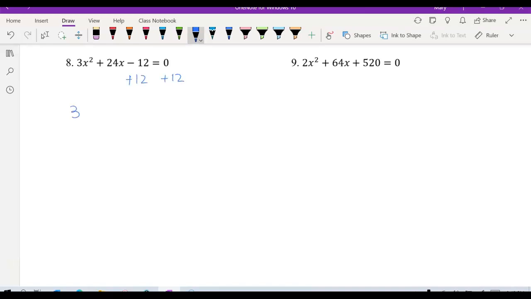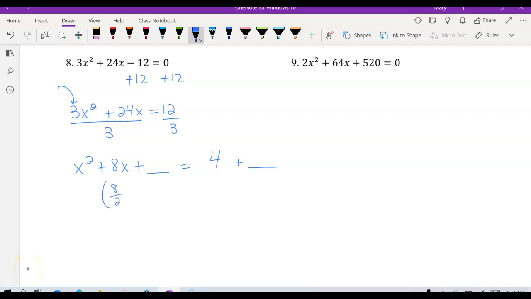I'm going to move the c to the other side. I notice that there's an a value, so I'm going to divide both sides by whatever your a value is. I'm going to leave spaces to complete the square. Then we do b divided by 2 and square it to get 16 in each of those blanks. And now the left-hand side is a perfect square. It is x plus 4 squared. And the right-hand side is 20.